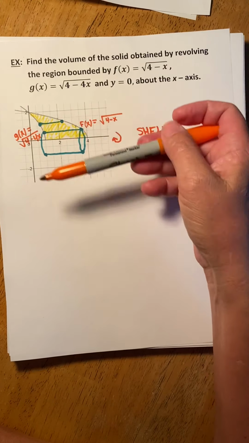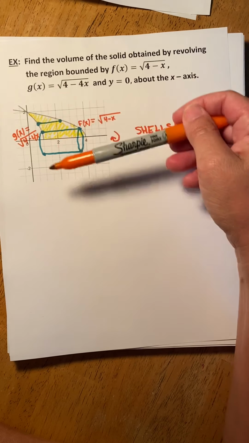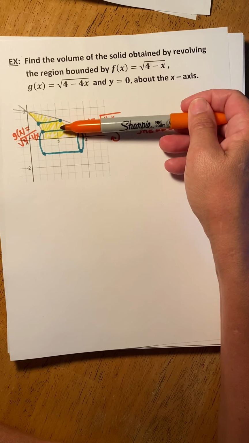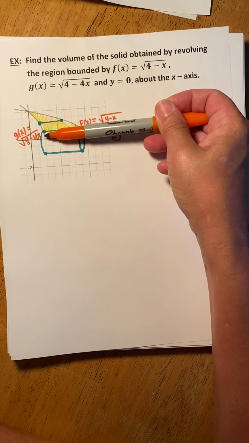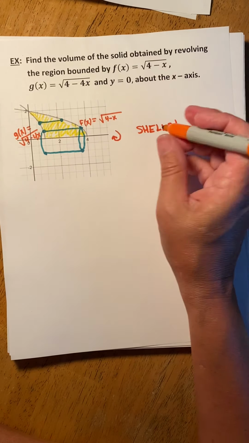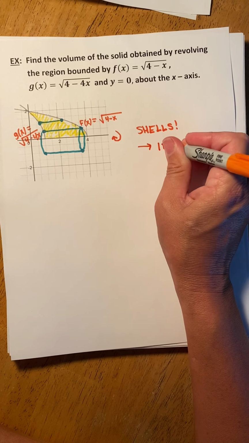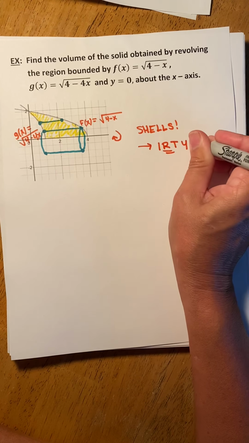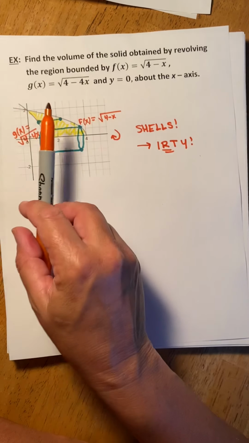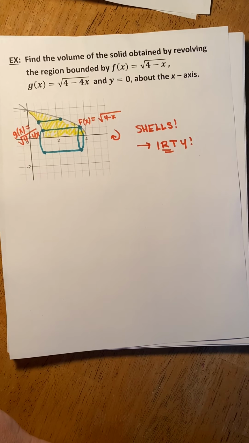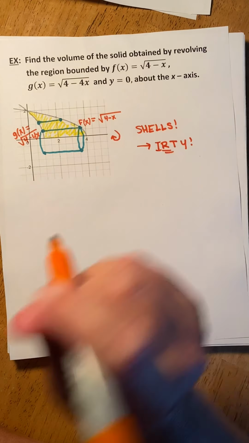But if we're integrating horizontally, if we're rotating horizontally, we're going to use horizontal lines. Our horizontal lines range from 0 to 2, that is, our y values are ranging 0 to 2. We need to integrate with respect to y. Anytime you have horizontal lines, you're integrating with respect to y. If you have vertical lines, you're integrating with respect to x. So integrate with respect to y.